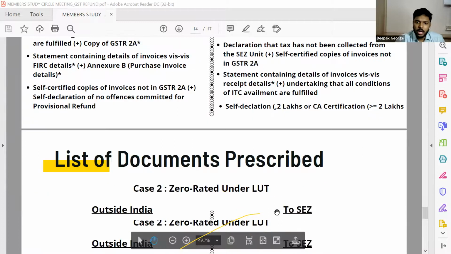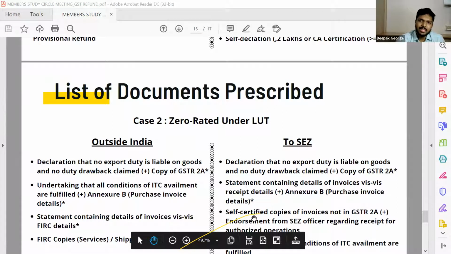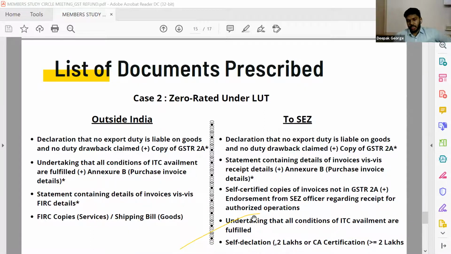Coming down, you have the list of documents again prescribed for zero-rated supplies, not on payment of IGST but under LUT. As you can see on the left-hand side, it's almost the same. I am not paying IGST, and I'm exporting under the cover of LUT. In this case, you need to follow all these and upload all these documents.